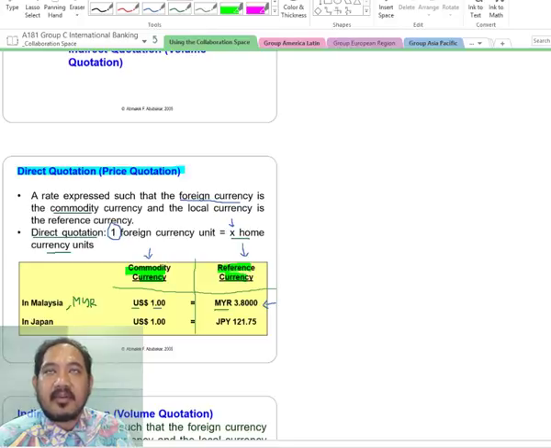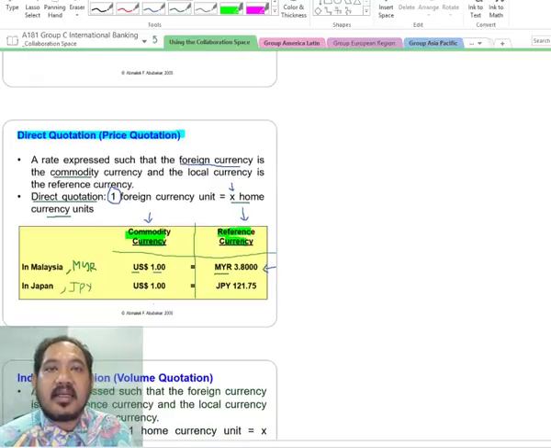And in Japan, we will have people interested to convert from a foreign currency, let's say US dollar in this example, into Japanese yen. So this is how you see a price quotation or direct quotation. How much will one US dollar get in terms of Japanese yen? One US dollar is equal to 121.75 Japanese yen. So the US dollar is quoted as the commodity currency, and the amount converted is the reference currency.